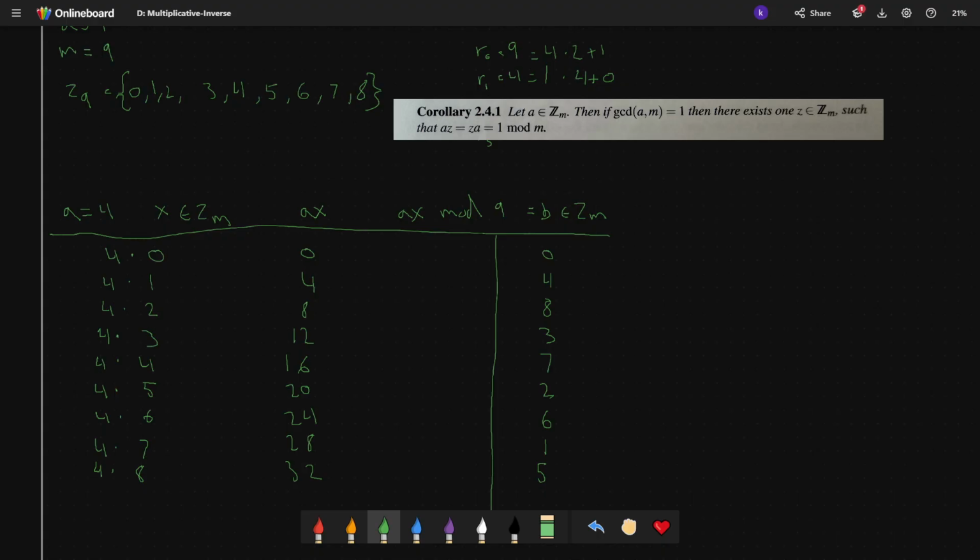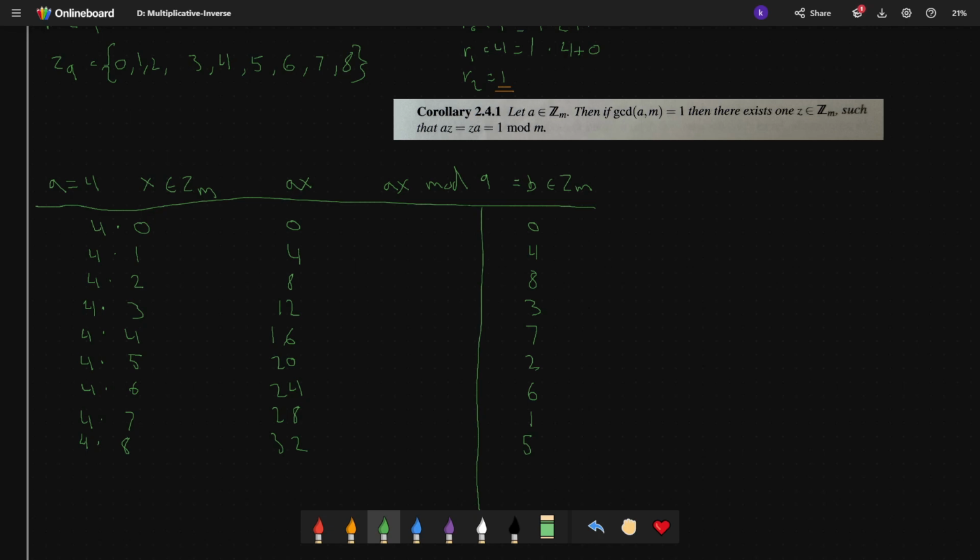Now, what specifically does that mean? What we did before in our calculation to show what theorem 2.4.1 meant was that we took every value of the set C9 and multiplied it onto our A value, which was equal to 4. Then we took the product modulo 9 and out came a new value which we called B, which is also a value of Cm. All the values of B are unique, and that means that only one element in Cm, when multiplied onto A, taken modulo M, equals 1. And in our example, that happened here at line 7. 4 multiplied by 7 is equal to 28. 28 modulo 9 is equal to 1.